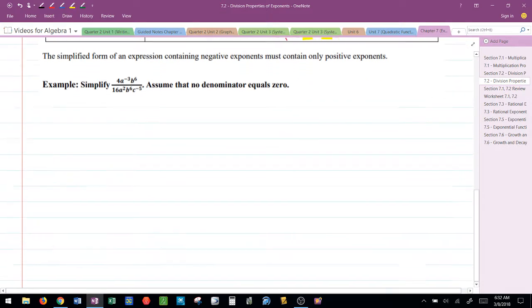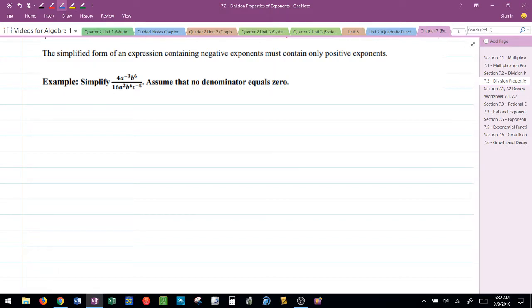Let's take a look at this example and see if this makes sense. I want to think of everything in pieces. The first thing I'm going to think about is 4 over 16. I know I'm going to be able to simplify that, and I'll come back to it in a bit. Now I have a's: a to the negative third over a to the second. I'm going to use my division property and subtract, and that gives me a to the negative fifth. I look at the b's. I have b to the sixth over b to the sixth, so b to the 6 minus 6, which is 0.